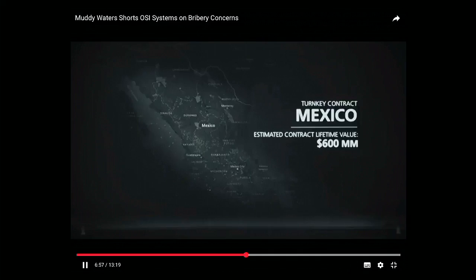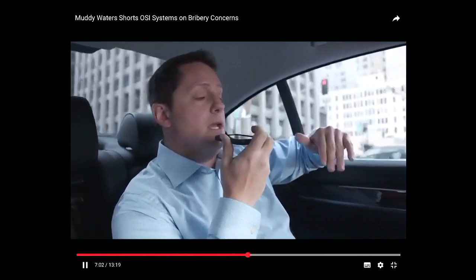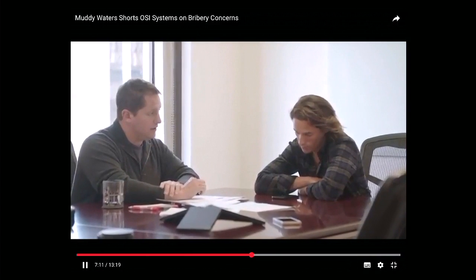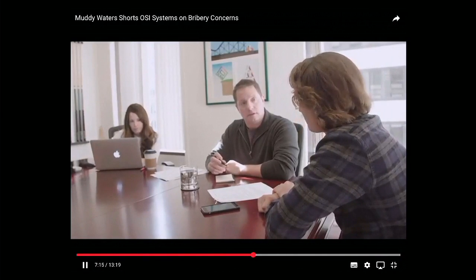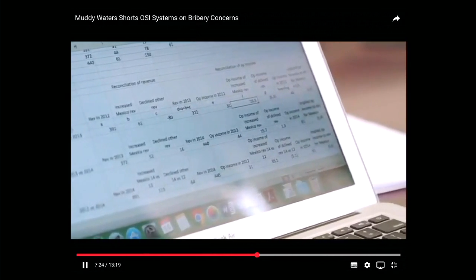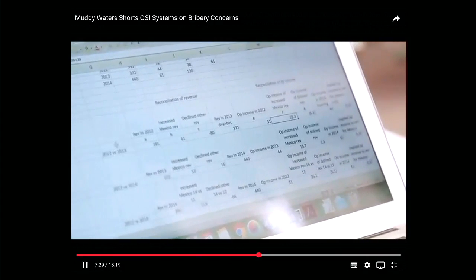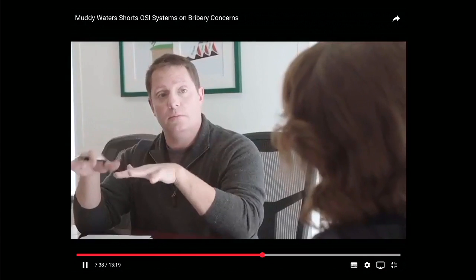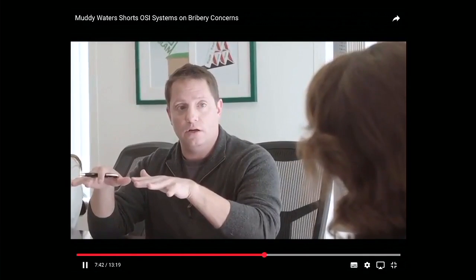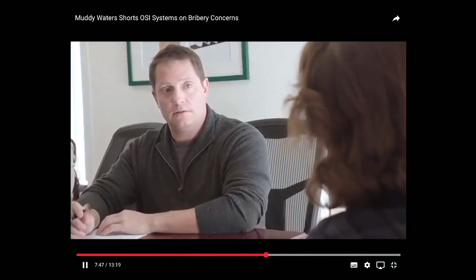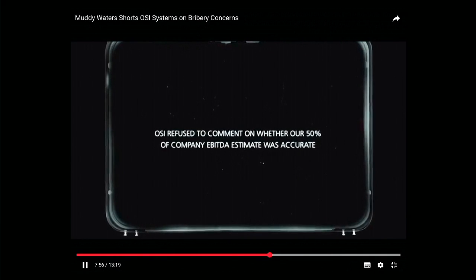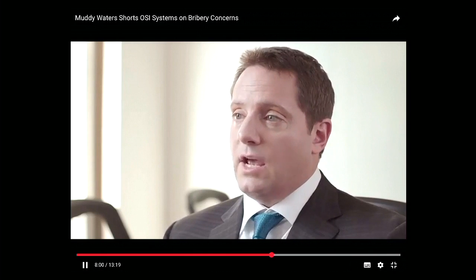You then look at the Mexico contract. The Mexico contract was actually entered into prior to Albania, but there are some things there that are particularly strange as well. So you're saying the Mexico turnkey contract is, we estimate, at least 50% of the security division's EBITDA, or 50% of the company. So number one, you have to ask, how could this contract from Mexico be so lucrative? How could it have such a high profit margin?